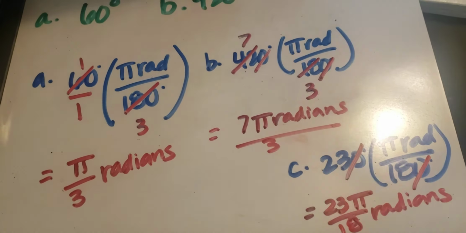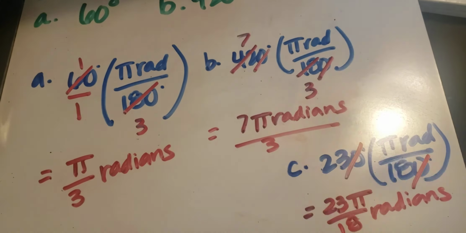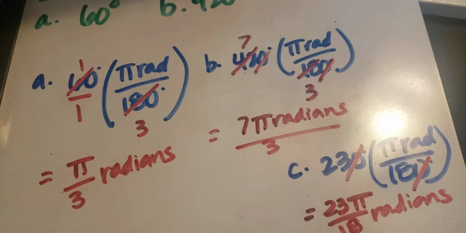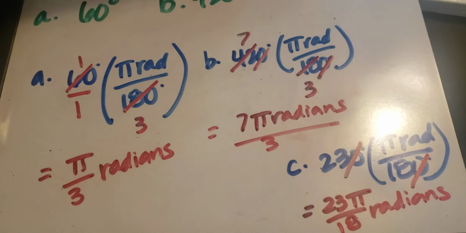Okay. So make sure it's always in simplest form. And again, leave it in pi form and include the radians. And you don't need a calculator for this. Okay. So now I'm going to give you some examples for you to try.